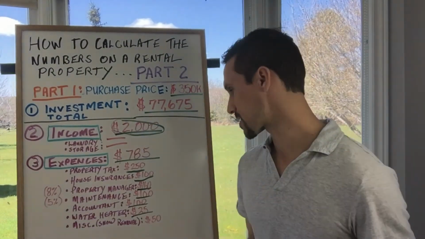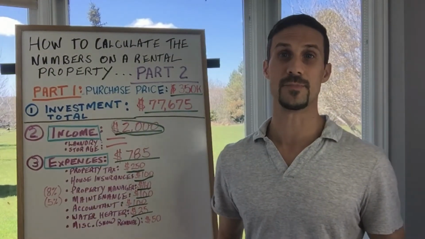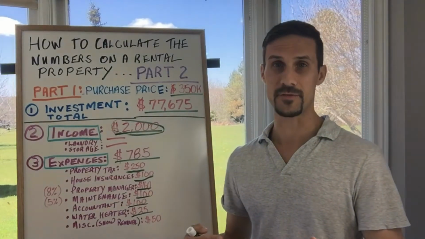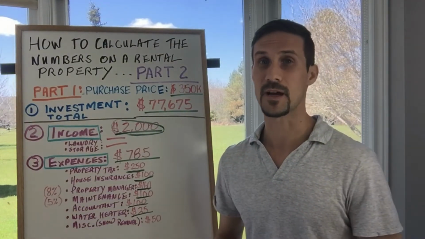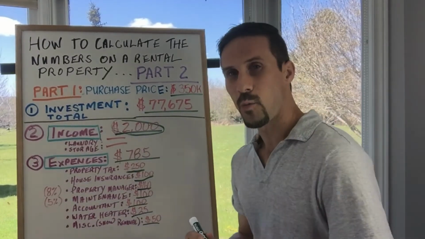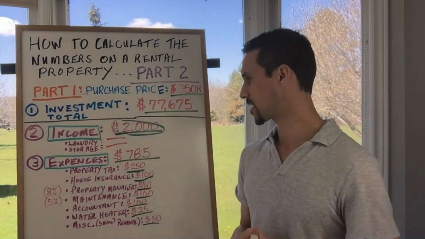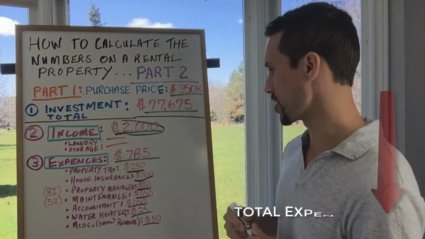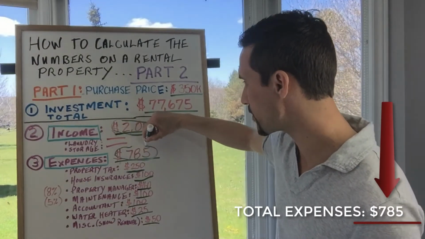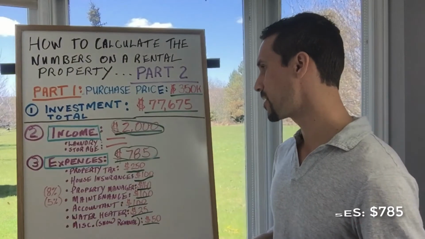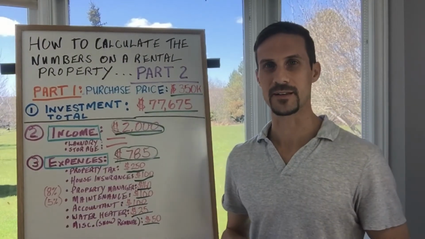There's the miscellaneous costs, and I have $50 a month, which equals roughly $600 a year, which is a nice buffer in case something else comes up, maybe you are doing that for your tenant. So $50 a month. What does that all come to? So roughly right now, we're looking at $785 in monthly expenses, although you have $2,000 coming in.